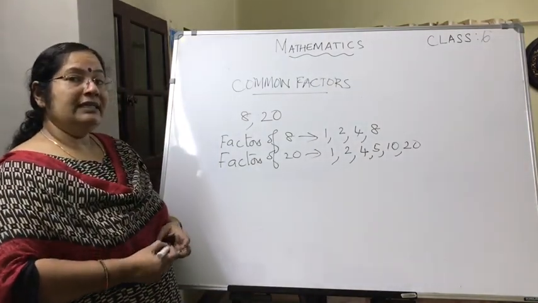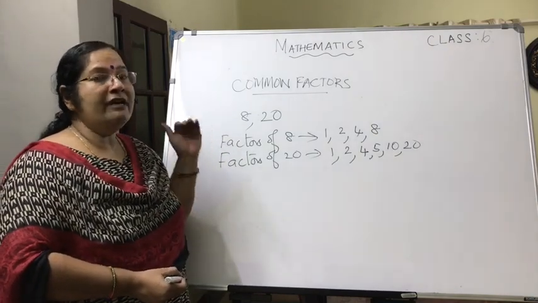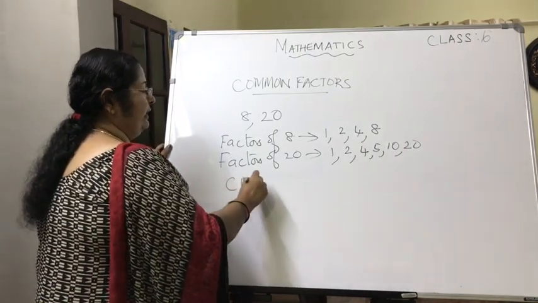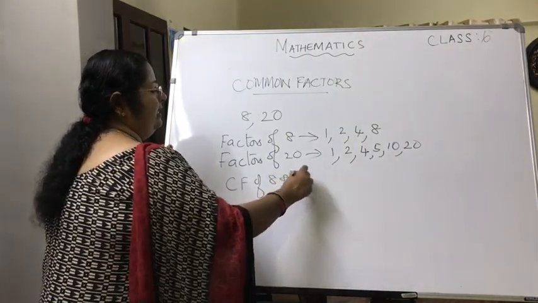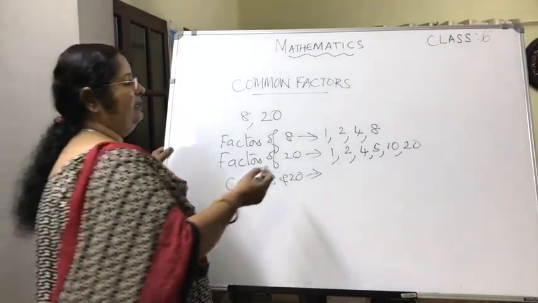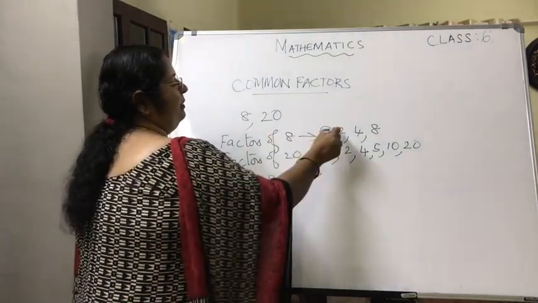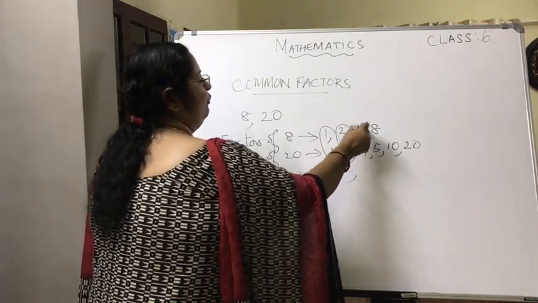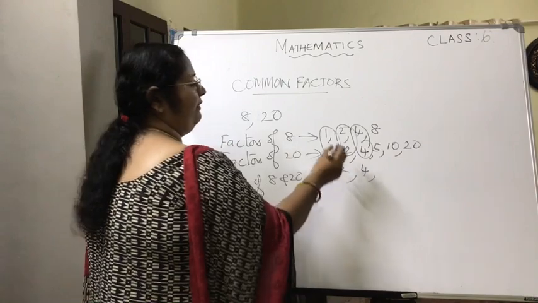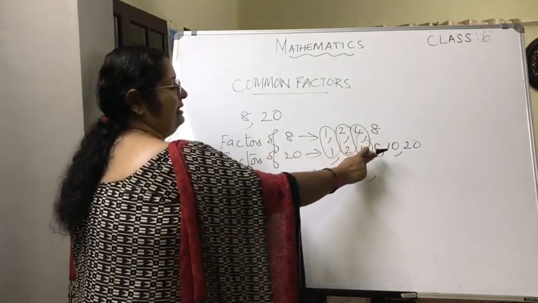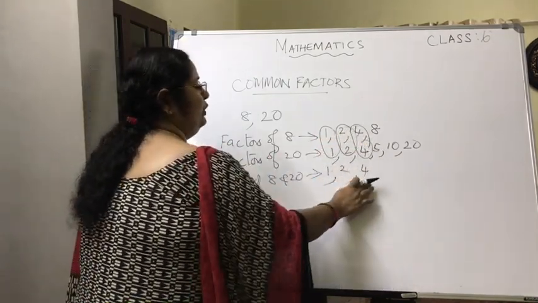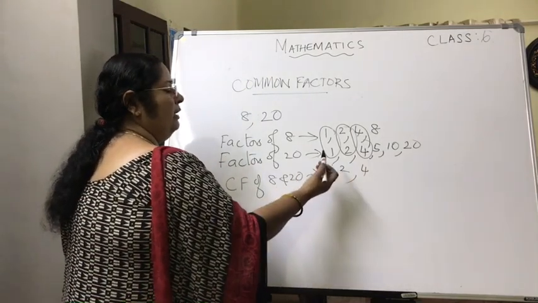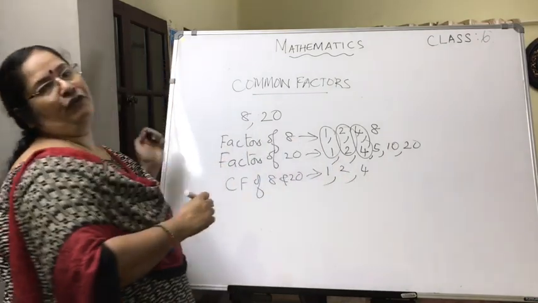Now what is our concern? To find the common factors. Common means which are same for both. So the common factors of 8 and 20. Let us try to find out which are all common. 1 is common. 2 is also common. 4 is also common. Anything else? Here you are having 8. Is 8 coming in the factors of 20? No. So here the common factors of 8 and 20 are 1, 2 and 4.